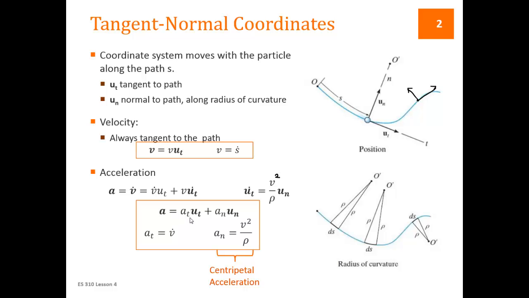So then we plug those in and we get that a is equal to at, the tangential acceleration, times ut, the unit vector in the tangential direction, plus an, the normal component of the acceleration, times un, the unit vector in the normal direction. at is just v dot, and an is velocity squared over the radius of curvature. Another name for this is the centripetal acceleration. It always acts towards the center of the circle. This is what you feel when you take a sharp turn, right? It pulls you towards the center of the circle.